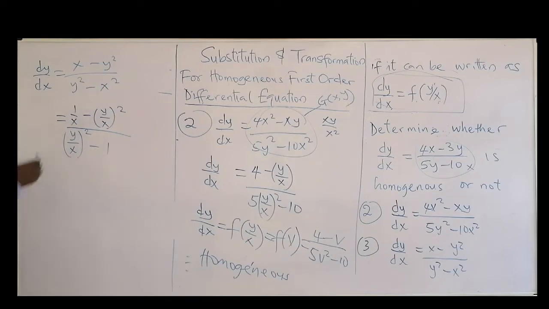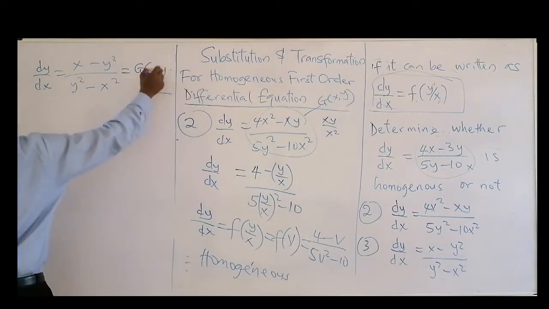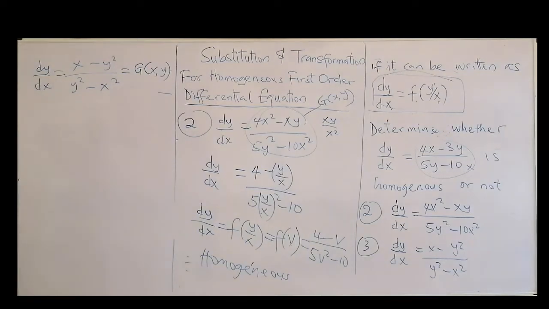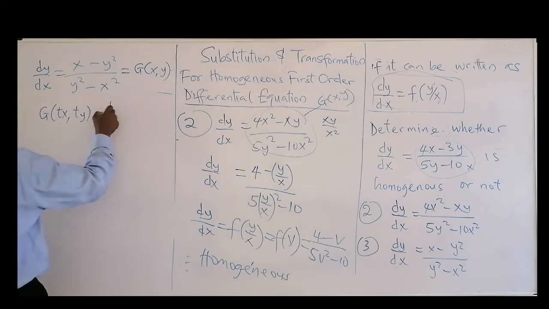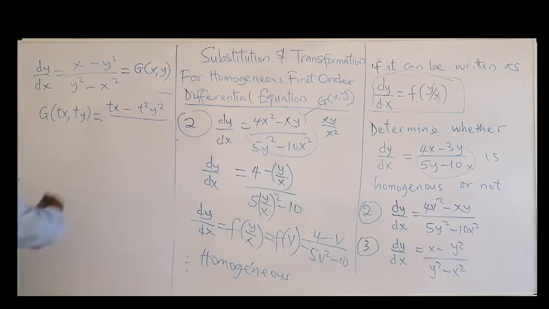With this now, we can call the given expression g of x comma y, g as a function of x comma y. So then let's substitute tx and ty for x and y, to see if it will give us back the original function. So this becomes tx minus t squared y squared. This is your x, this is your y. That's what we are substituting for.